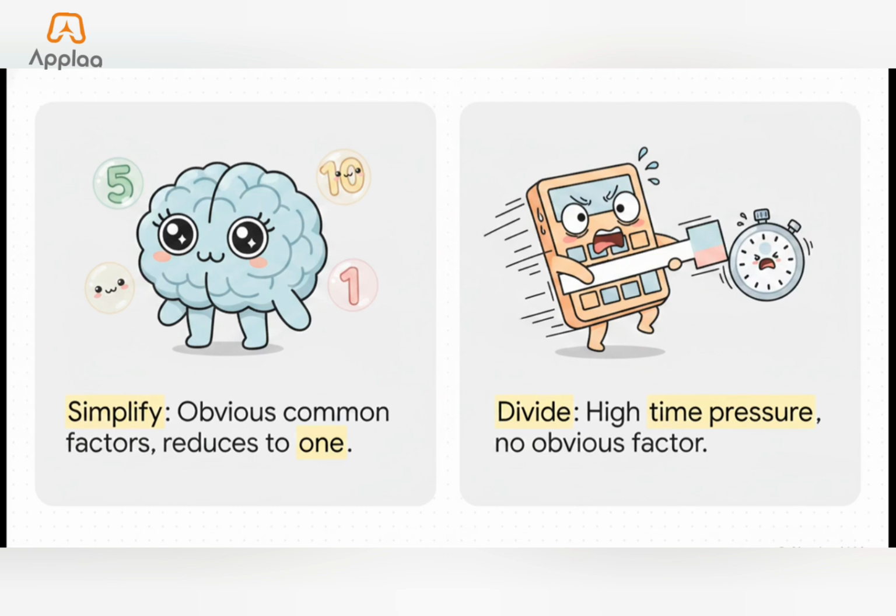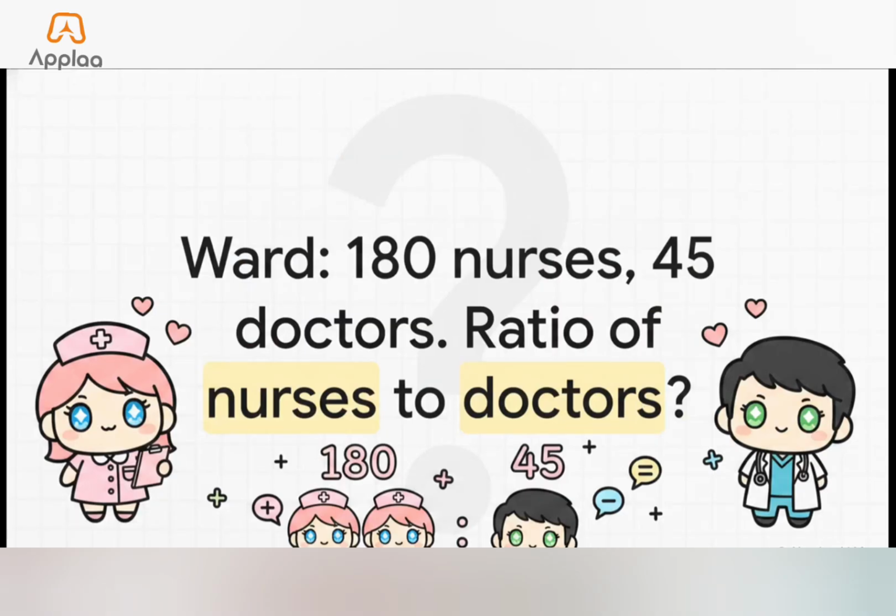But, and this is important, if the common factor isn't completely obvious, or if the answer options are decimals, do not sit there trying to find a common denominator. Just use the calculator. Divide the left side by the right side immediately and match the resulting decimal to your answer options. Save your brain power. Let's test this strategy with a classic part-to-part question. Take a quick look at this and think about how you'd set this up.